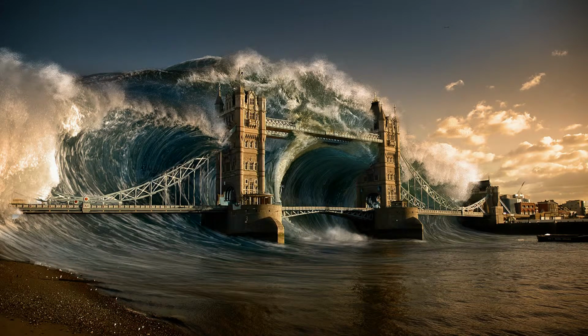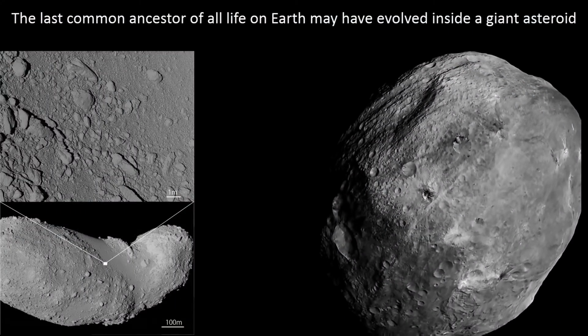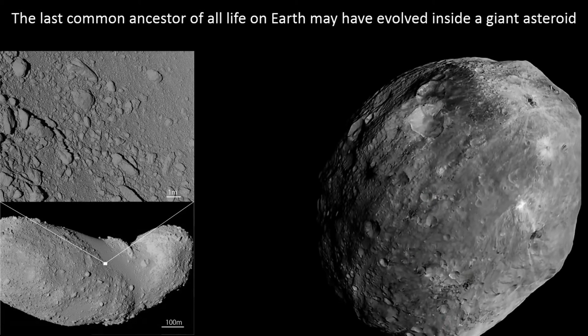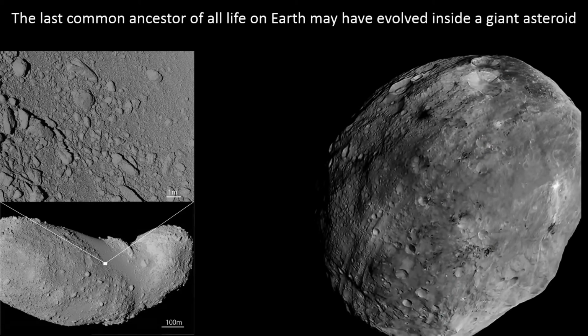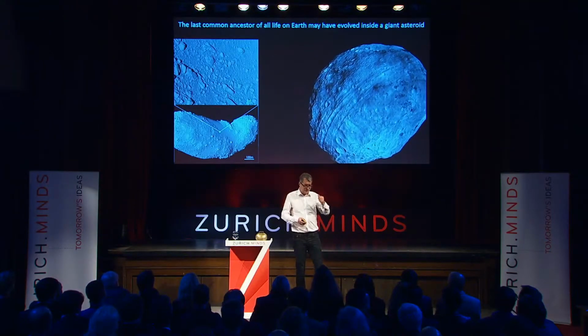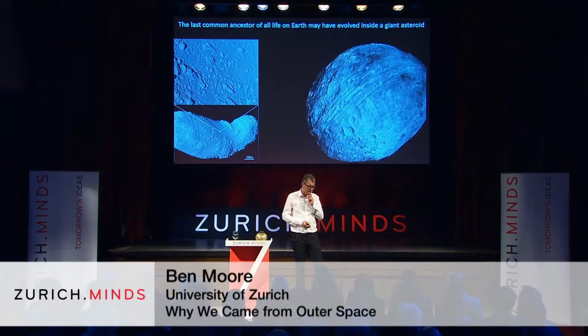This idea of a quiet ocean tide pool doesn't quite make sense to me. This was not the conditions, I think, where life developed. So I've been exploring the idea that the last common ancestor of all life may have evolved inside a giant asteroid in space. So I'd like to try and convince you of this in the remaining 8 minutes.